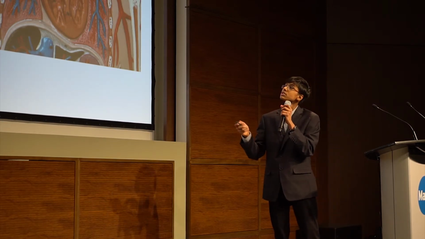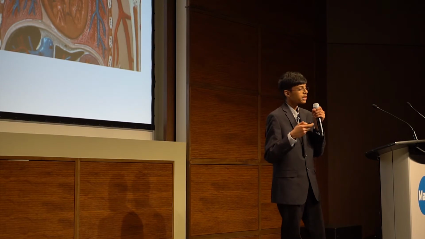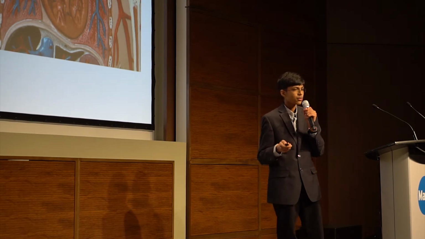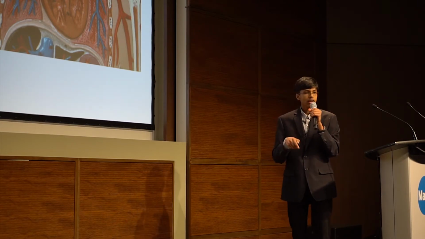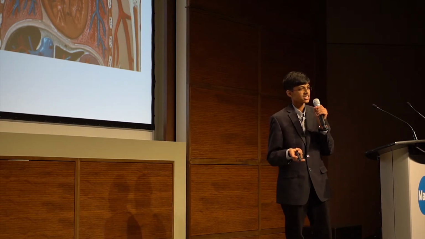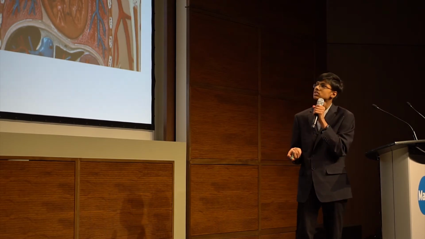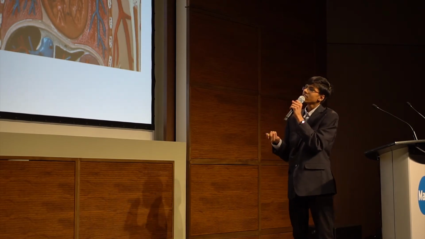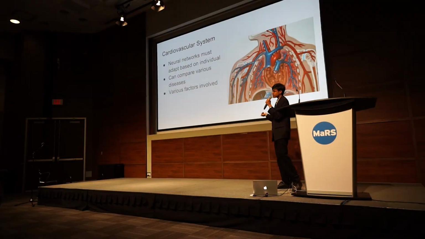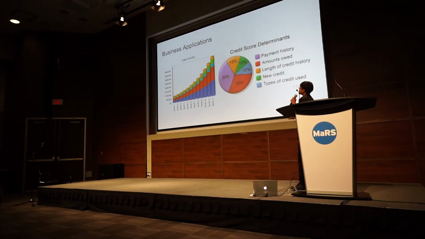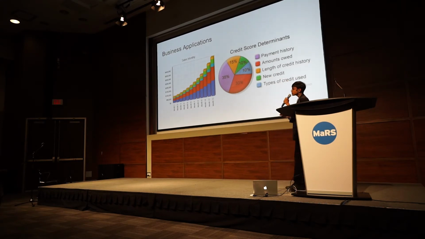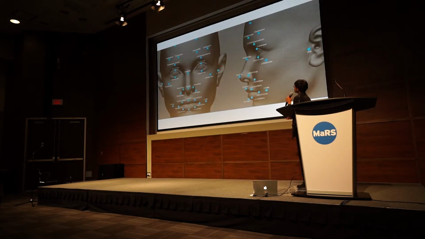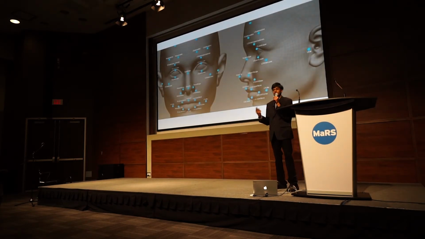So the neural network must adapt based on the individual. Normally this would be very hard to code, but neural networks make this very easy. You can compare, and you can use this to diagnose various diseases in the person if you see an abnormality. Various factors are involved, and that also makes it useful for neural networks. It's also obviously useful in business, because you can use it for marketing, stock prediction, and credit evaluation. Those are all their other applications.